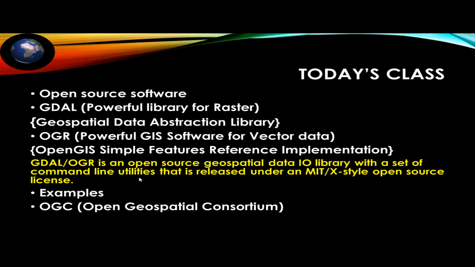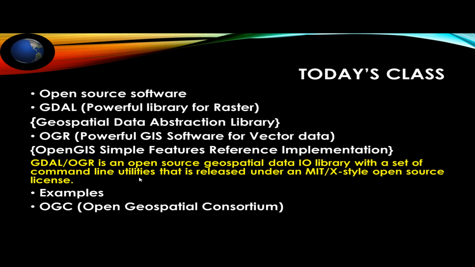In today's class, as per this week's module, I am going to cover what the open source software are, their functionality, features, how GDAL works, what library it is focusing on, and how OGR works. GDAL is the Geospatial Data Abstraction Library. That is a powerful library generally for raster. We used to work with raster datasets. Similarly, for vector data, we have the OpenGIS Simple Feature Reference Implementation module. So that is called OGR.